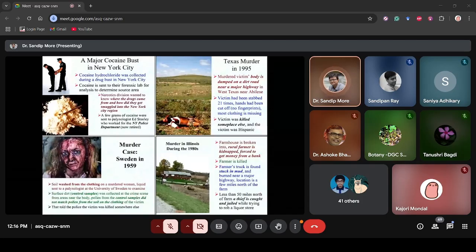All these cases were not solved using DNA fingerprinting or serology or shoe print, tire print, or hand fingerprint. They were solved using the pollen grains.